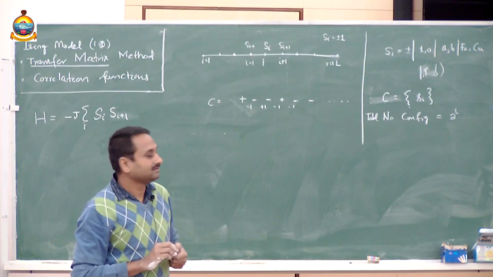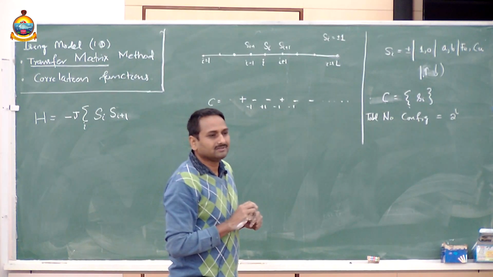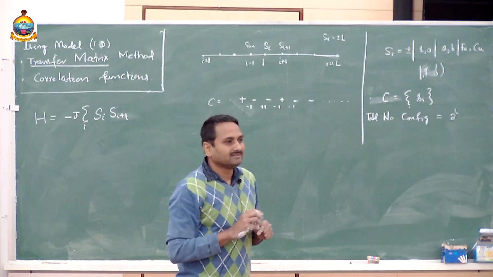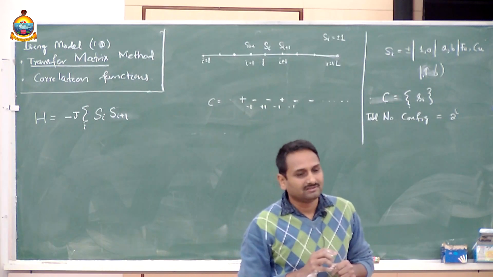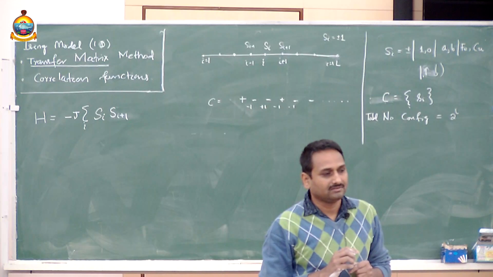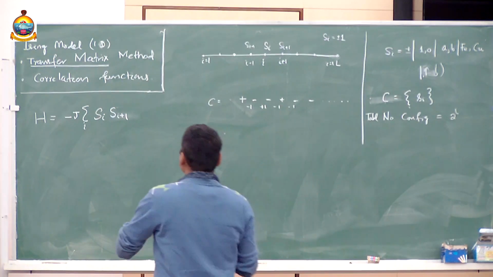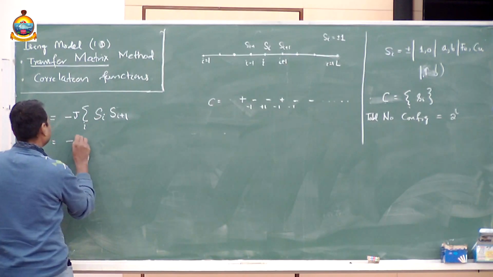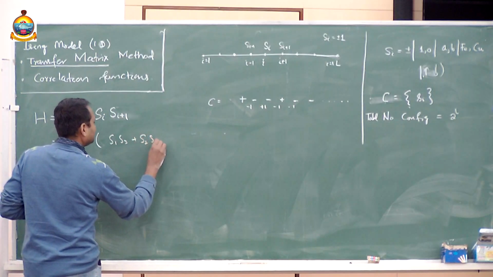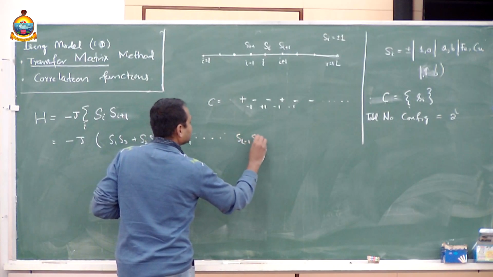His question was, if you only take the right side neighbor, is the left side not accounted for? But the next i will take care of that. It is a product of 2. So basically, let us write it explicitly. So this is minus J times S_1 S_2 plus S_2 S_3 plus S_3 S_4, and then similarly S_{L-1} S_L.